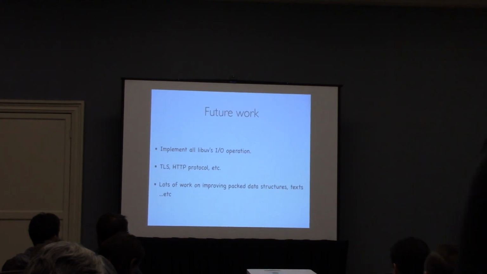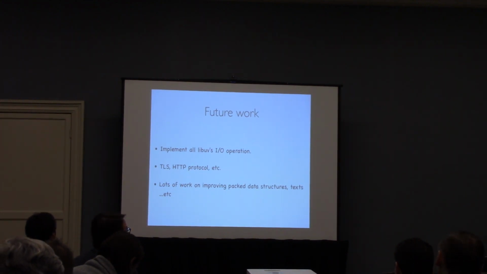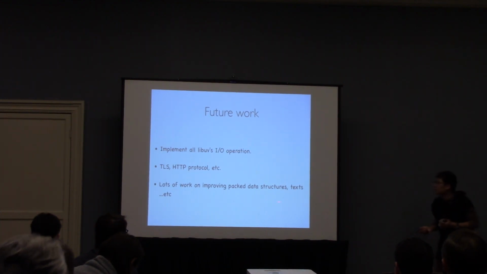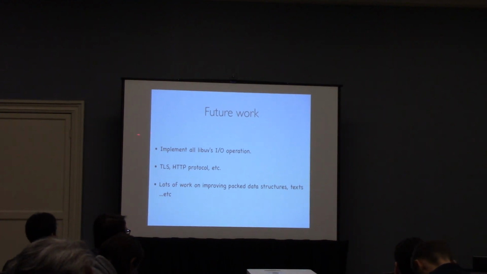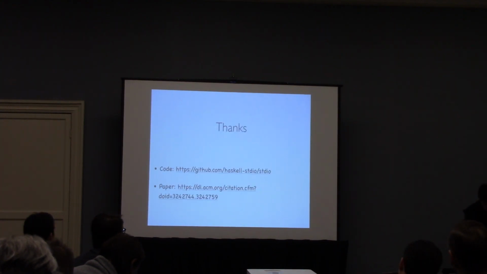Okay, so in the future, I have to make all the libuv API available with Haskell bindings so that other developers can use it easily. And I'd like to bundle the transport layer security. Yeah, this is very important for HTTP frameworks. And I'd like to do some work improving the packet data structures for the tags. That's basically what I have to do. Okay, now, thank you. This is the code on this.